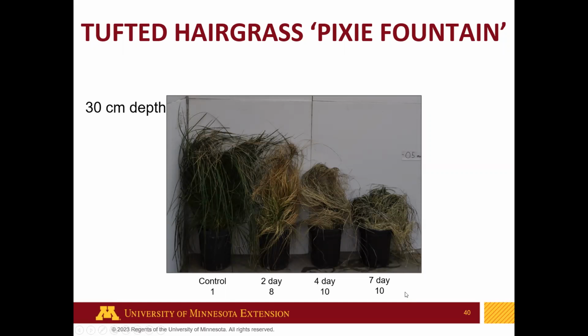One of the reasons we think that tufted hairgrass did so poorly is that at that 30 centimeter depth, most of the plant was actually submerged, and a lot of the plant was submerged even at that 15 centimeter depth, but this was the shortest grass that we had in the study. And again, in these treatments, a lot to almost all of the plant was submerged, and we feel that probably had a large impact as to why PIXIE fountain tufted hairgrass did so poorly.